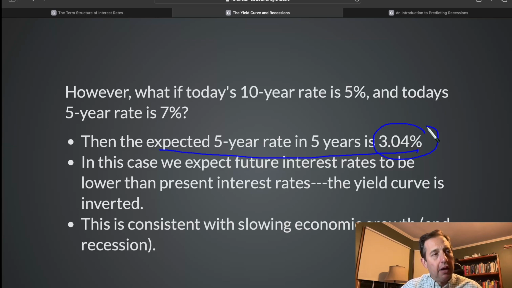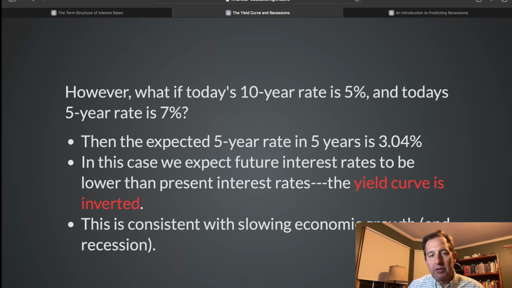Now, note that is the market saying I expect there to be a recession. The market can be wrong, and there is not a recession, right? But it is a solid reason why, if it inverts, then yes, the market is expecting, hey, I think there's going to be a recession. Good. So that's the theory.